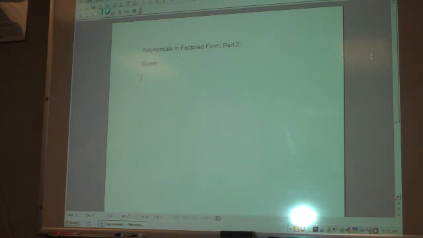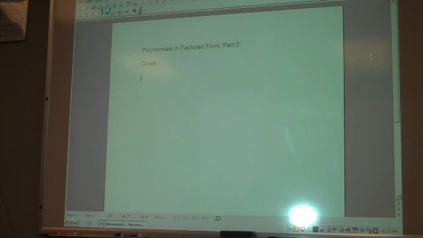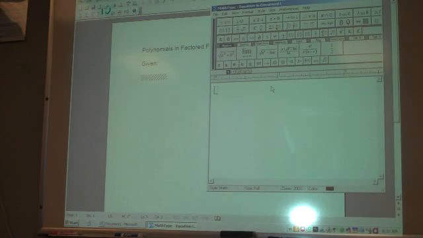Okay, given. We're going to make up a polynomial. We're going to graph it. Given f of x equals.